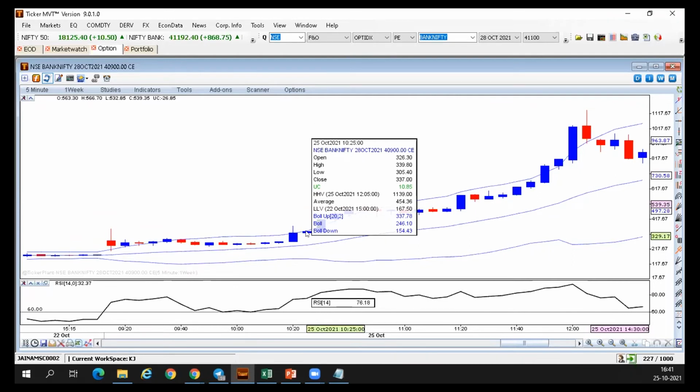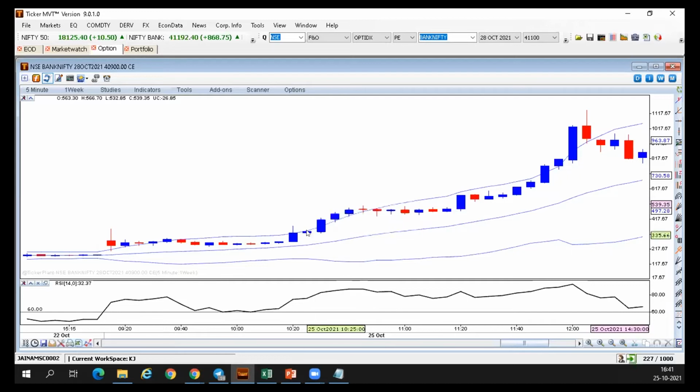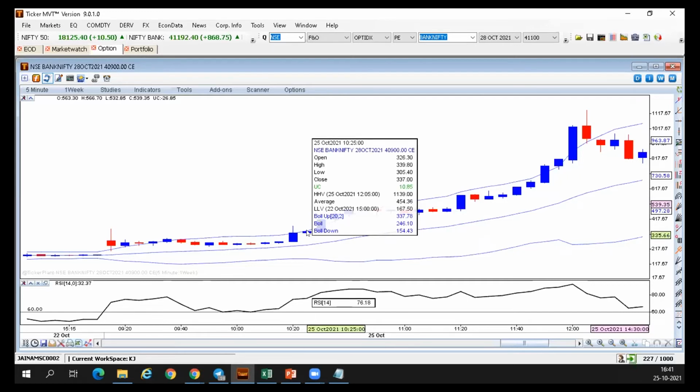I will come to all the questions. Let's understand this example first. I request everyone, please understand this example, then I will clear all your doubts. Don't worry. This is a Bank Nifty spot chart. Now here you can see at 10:25 my RSI is above 70 and I am closing above the Bollinger Band. So above the high of 329 I have to buy. Clear?